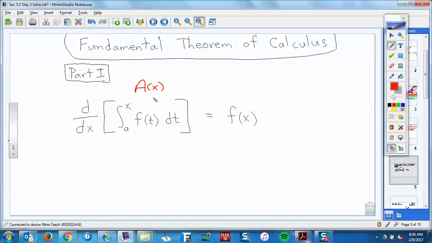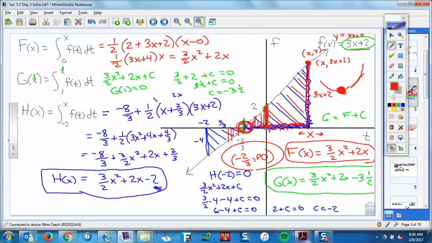So if we would go back to this page, and do the derivative of every one of these, what would we get? We'd get 3x plus 2, right? The plus c's would disappear. Every one of these, when we do the derivative, would get us back to little f of x. Not little f of t, it was little f of x, because we ended up with x's in there.